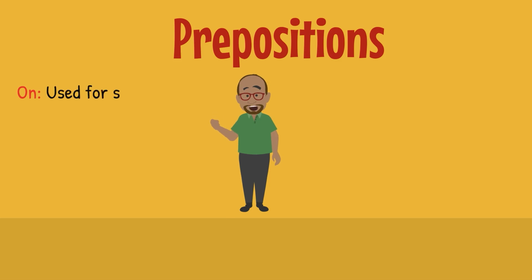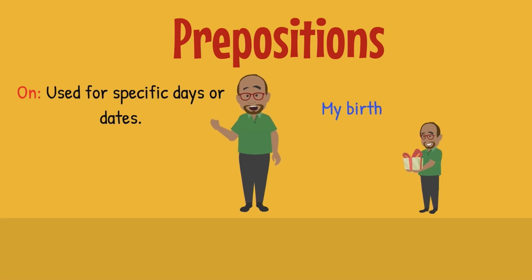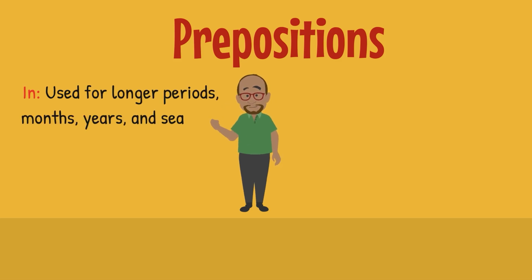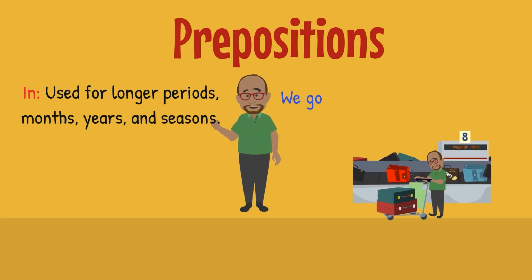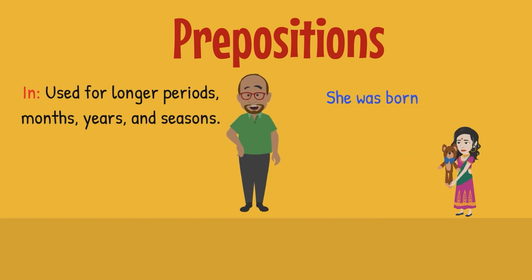On, used for specific days or dates. The party is on Saturday. My birthday is on July 10th. In, used for longer periods, months, years, and seasons. I'll see you in a few minutes. We go on vacation in the summer. She was born in 1995.